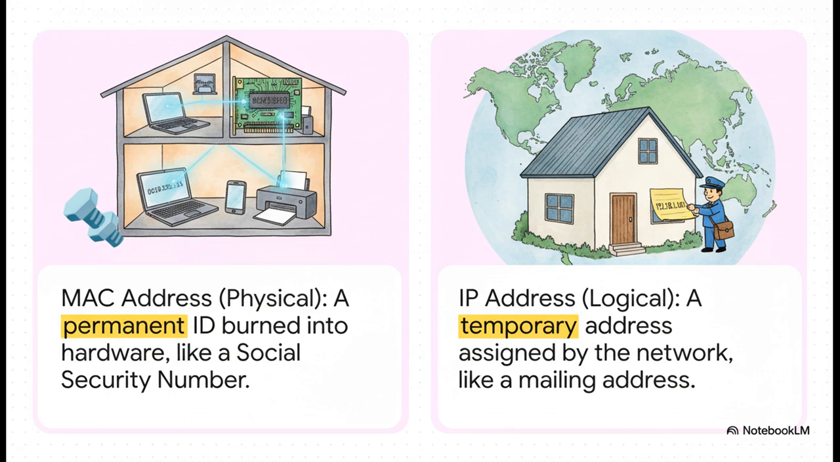On the other side is the IP address. This is a temporary address, kind of like your mailing address. It's what the rest of the internet uses to find your entire house. The exam loves this distinction. So just remember, MAC is for local mail, IP is for global mail.